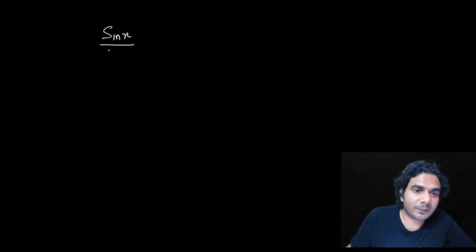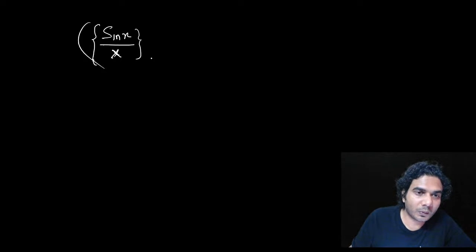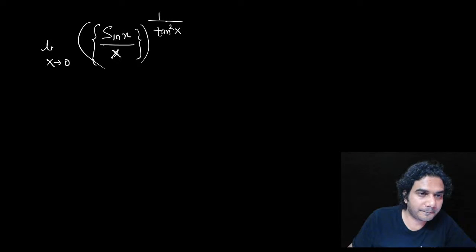Now suppose I change it. If I give you another last example, this is today's last example. Sin x upon x, okay? Sin x upon x, and the fractional part of this whole is raised to 1 upon tan square x, as x approaches 0.